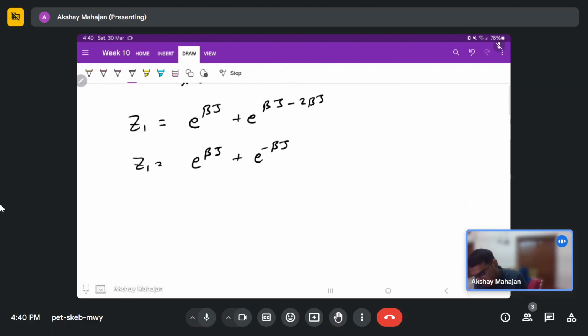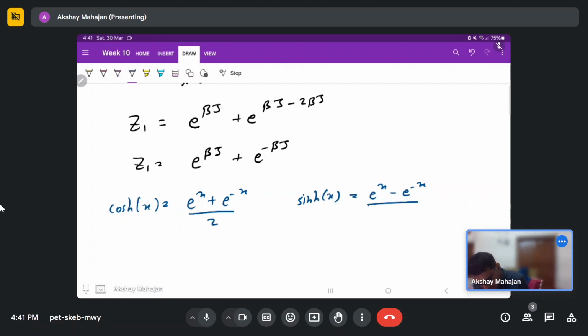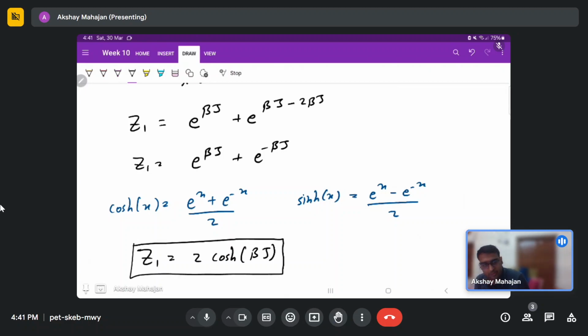And as you might know, cos hyperbolic x, which we have used several times in our sessions, is e to the power x plus e to the power minus x divided by 2, and sin hyperbolic x is given by e to the power x minus e to the power minus x divided by 2. So using that, this partition function z1 will be equal to 2 times cos hyperbolic beta J. So this will be our partition function for one particle, but we have to find the total partition function.